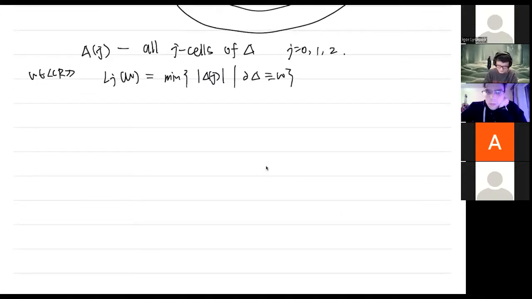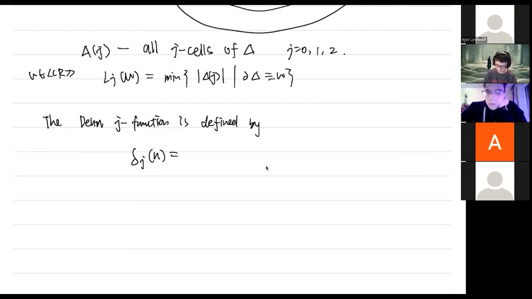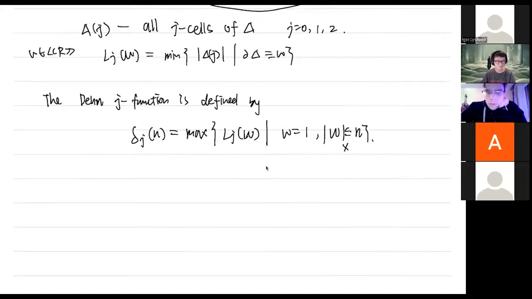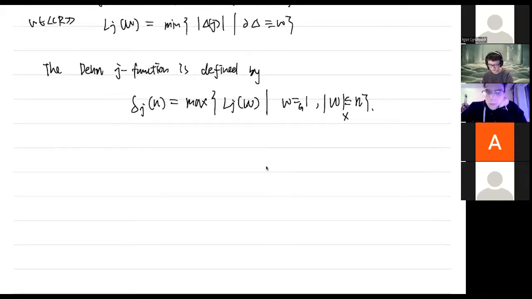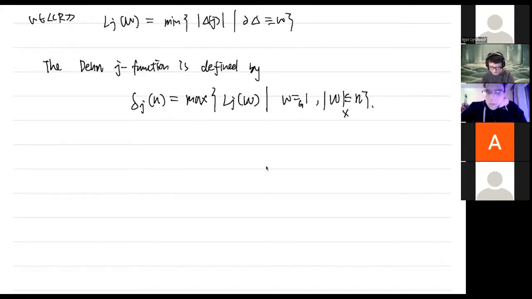And finally, we define the Dehn function. So the Dehn function is defined by, let's call it this way, delta J of N, which is the maximum of L sub J of W, where W is equal to 1 in G and the length of W in terms of the generating set X is less than or equal to N. So it's the maximum number of J-cells that determines the Dehn function.